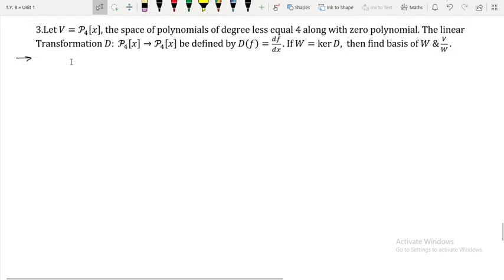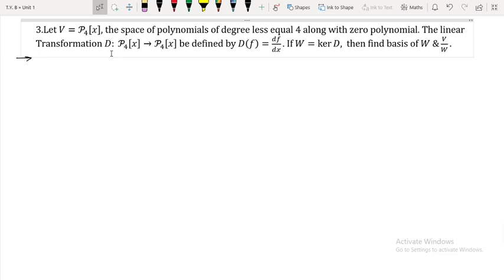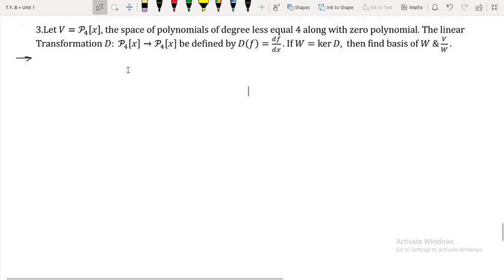So one more linear transformation is given here. D stands for derivative. So D from P4 of x to P4 of x is defined as D of f is equal to df upon dx. This f is a polynomial in P4 of x, and after you operate D on that f, the function will just take the derivative of it.